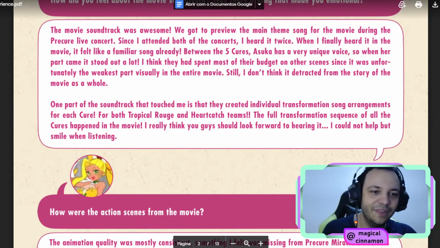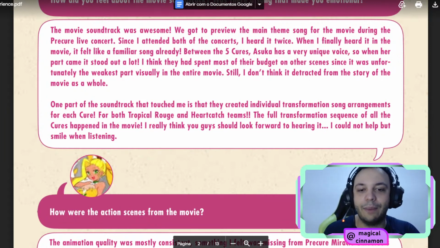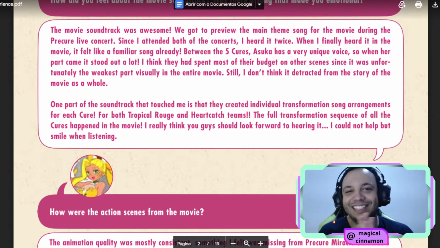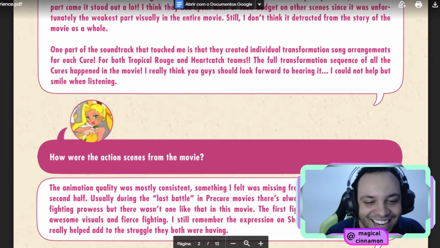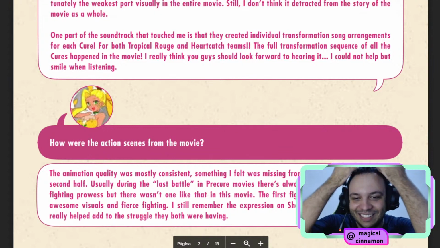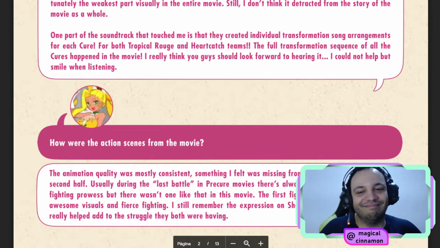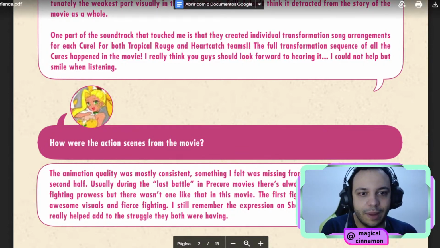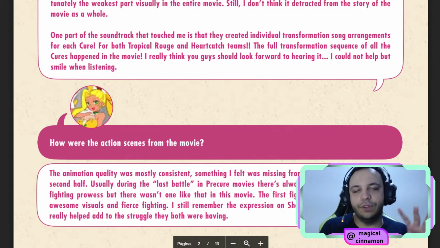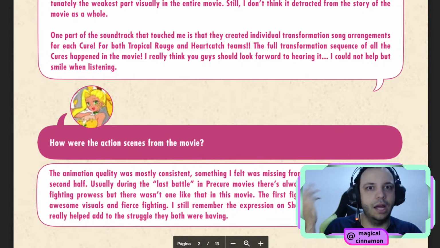How cool is that? The full transformation sequence of all the cures happened in the movie. I really think you guys should look forward to hearing it. I could not help but smile when listening. This makes me so excited, because, come on. Really amazing, thinking about the experience of listening to those songs. And one thing I found very nice that she talked about is the fact that there were special arrangements for the transformation songs. Come on, that is super cool.